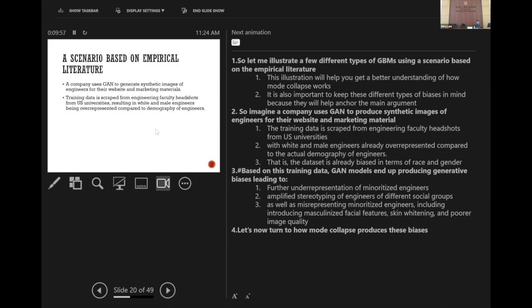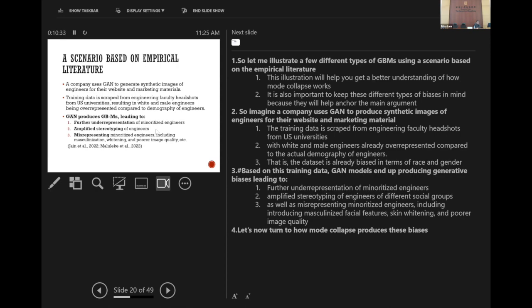or marketing materials. So this training data is scraped from universities in the US, particularly from the engineering faculties. And because white and male engineers are already overrepresented compared to the actual demography of engineers, right? So more male and white engineers are hired as engineering faculty compared to the broader engineering community. So the data set is already in a way statistically biased in terms of race and gender.